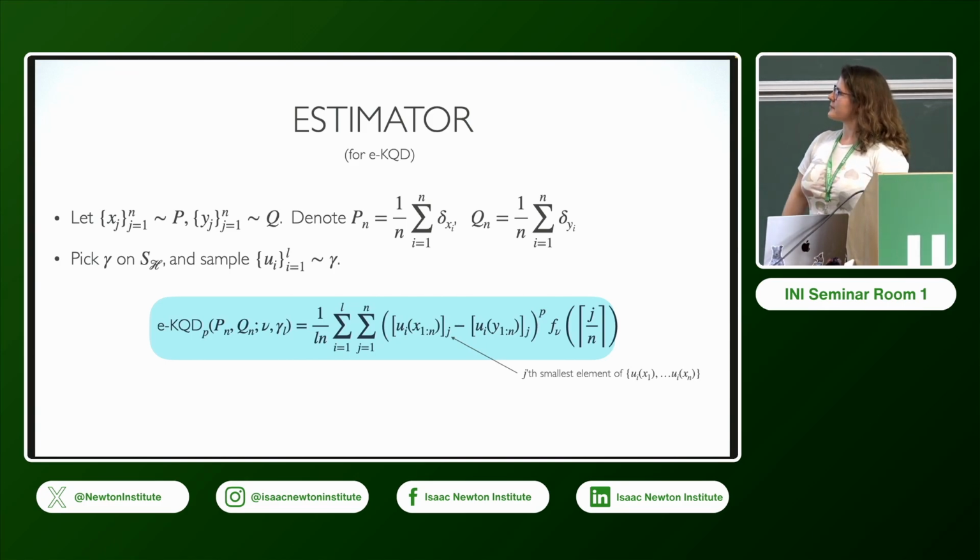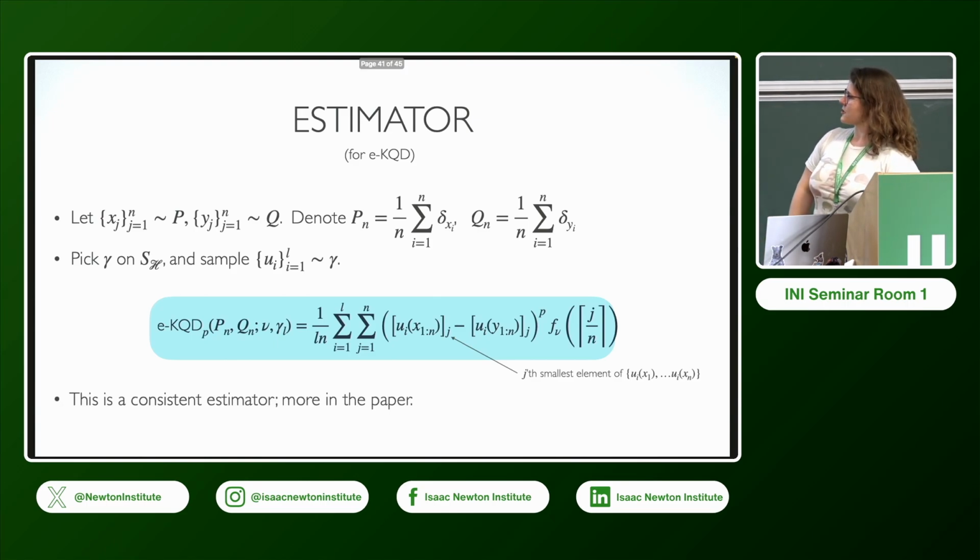And this can be used as a plug-in estimator for EKQD between P and Q. And we can show that it's consistent and finite sample consistent. I'm not going into this, but there are more results on this in the paper.